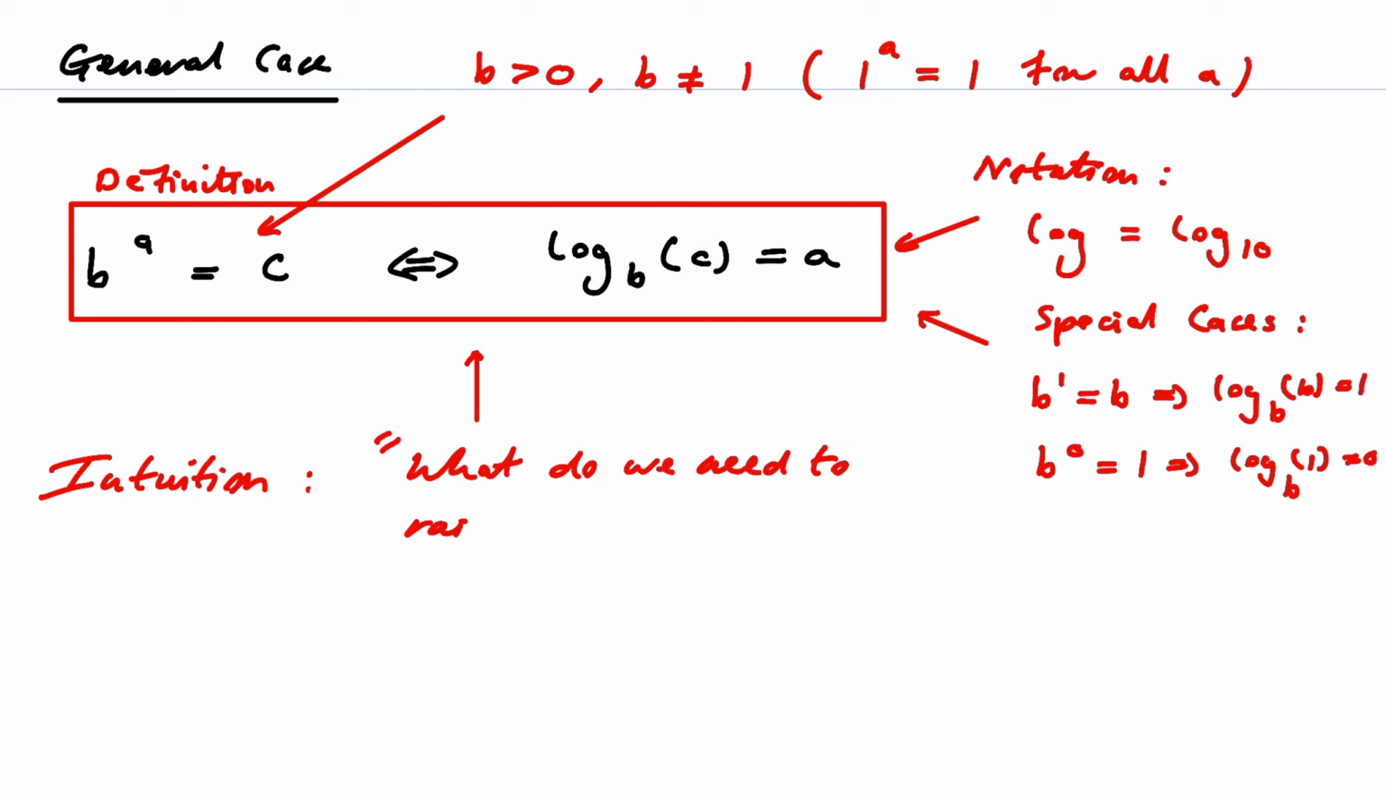What do we need to raise b to in order to get c? That's the thing hardwired into my head. I say, okay, what power of b do I need in order to get c? Now, we know powers can be anything if I'm assuming b is positive. Remember, b to the a makes sense for any number at all. So there's no reason the output of a logarithm has to be a positive number.